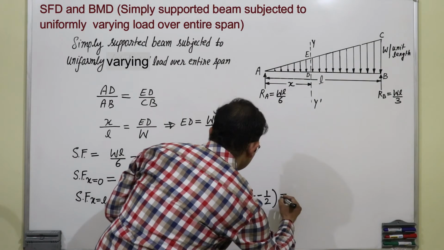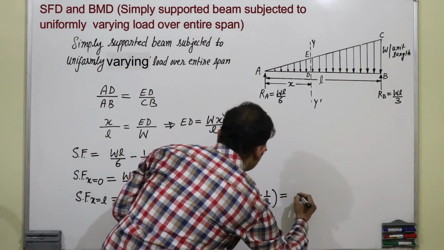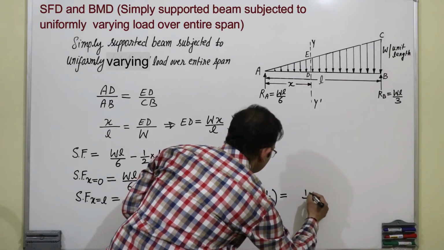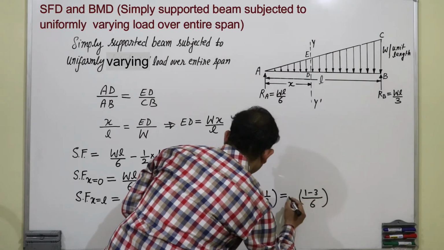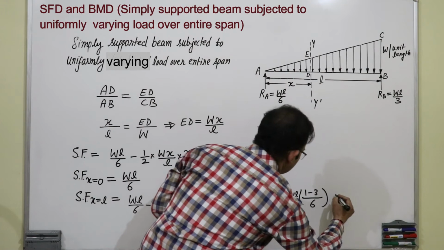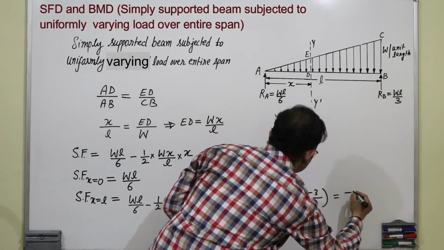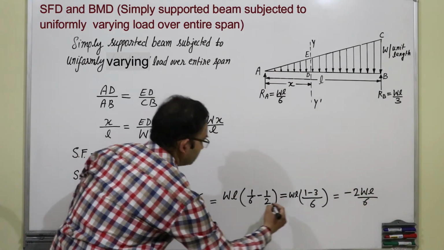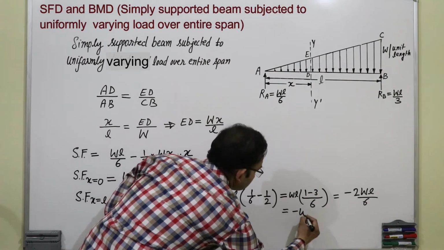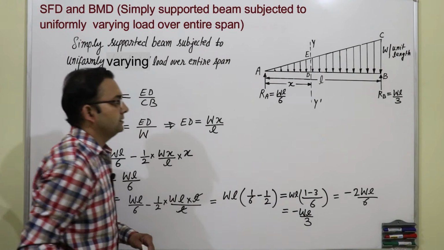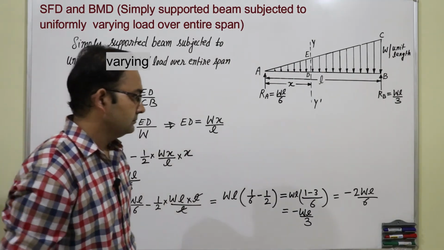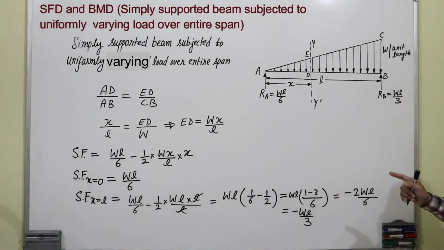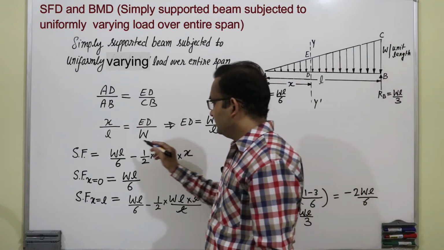equal to, LCM is 6. So, this is 1 minus 3 and it is WL. So, it will become minus 2 WL upon 6 equal to minus WL by 3. So, shear force at point B is minus WL by 3.